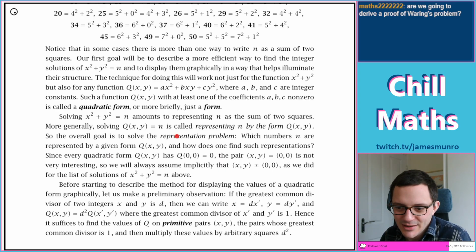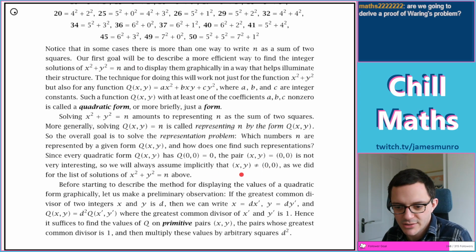Representing a wave form Q means you can find some solutions for that value of n. Which numbers n can you do? And how do you find them, maybe? Not very interesting. Okay, not 0, 0, fine.